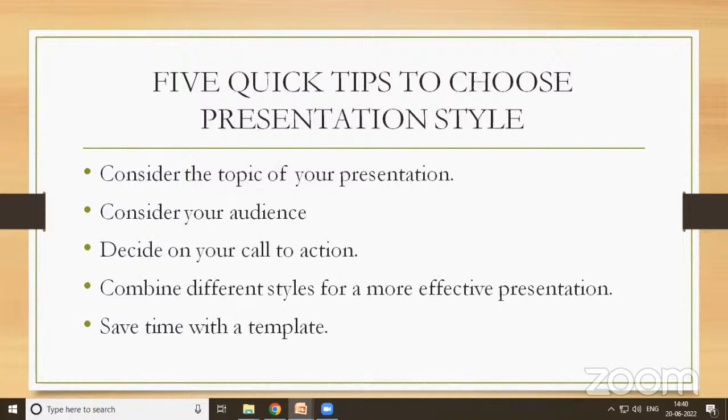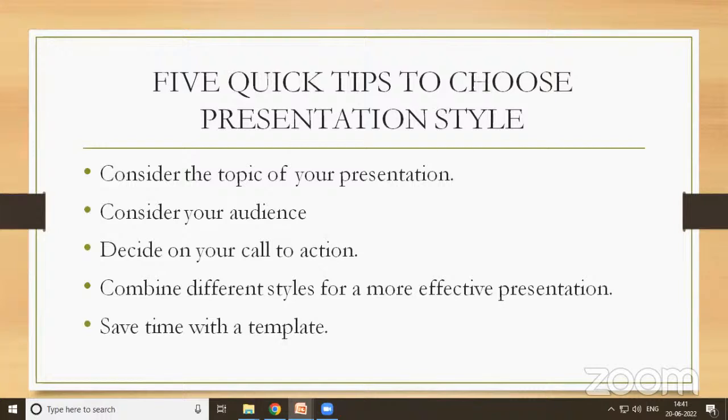Second point is consider your audience. You also need to consider whether you are presenting to a brand new group of people or whether your audience consists of people who already know you. If you're presenting to a brand new audience, use an interactive or connected presentation. Ensure that the audience remains engaged throughout the entire presentation.